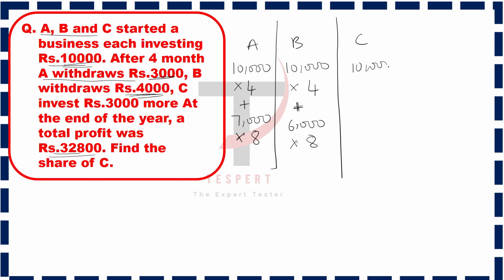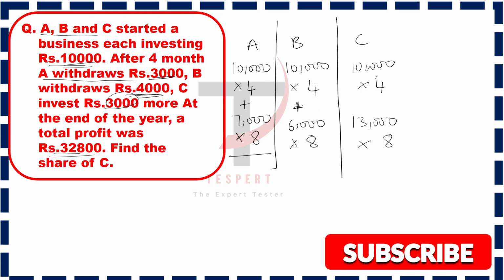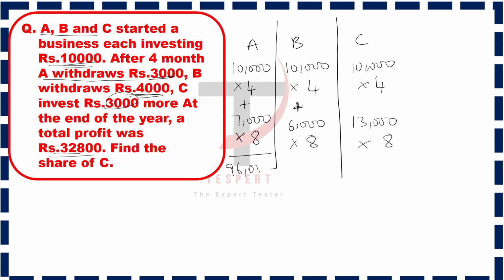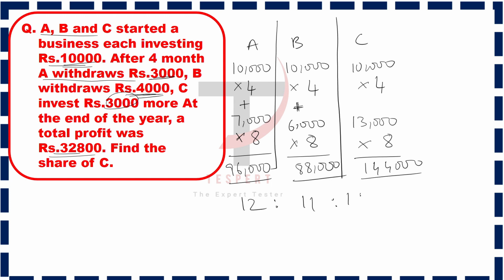C invested 10,000 for 4 months, and he invested 3,000 more after 4 months, right? From the 5th month to the 12th month he invested 3,000 more. So the total investment is 13,000 for how many months? For 8 months, right? So if we add all this, we get 96,000 as the investment of A, 88,000 the investment of B, and 1,44,000 is the investment of C. So the ratio is 12 is to 11 is to 18.